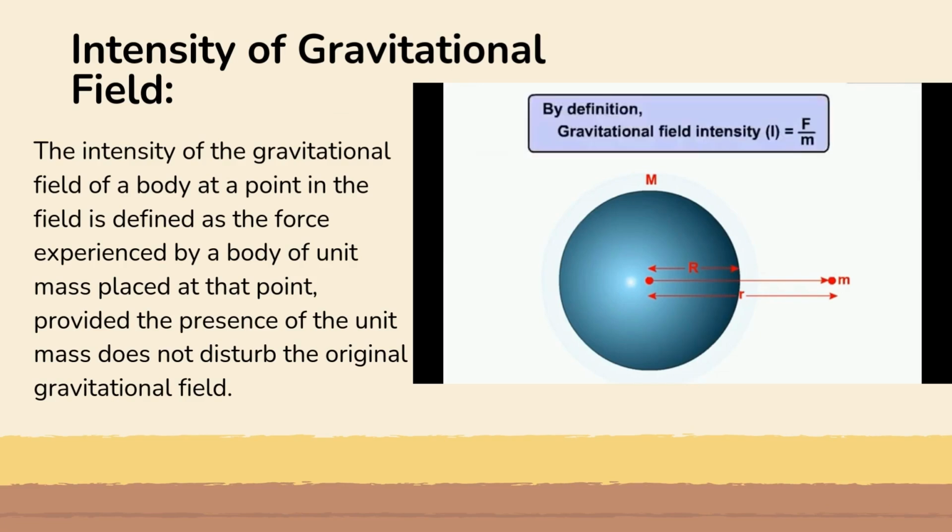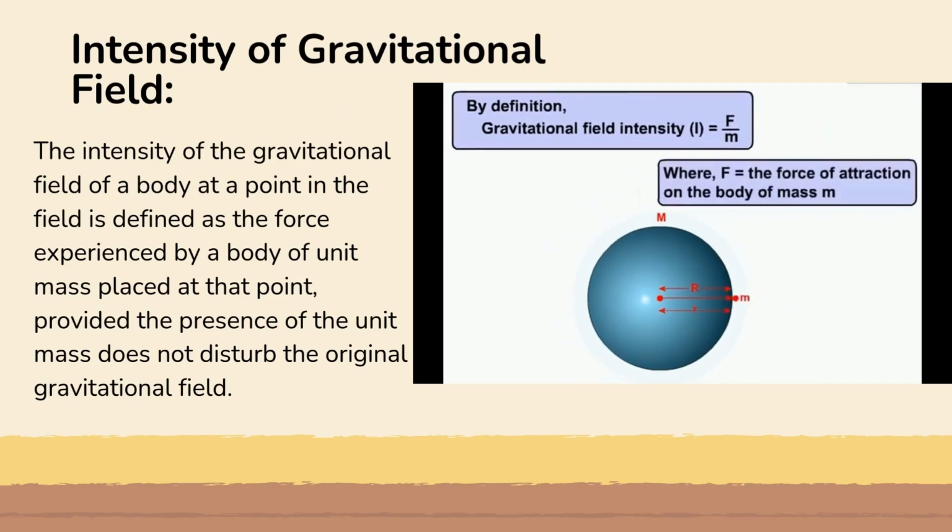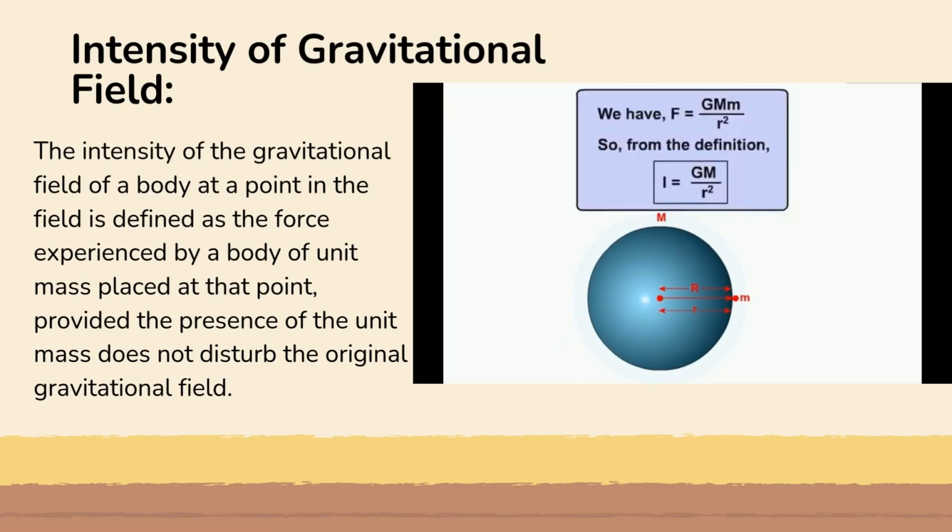Thus, by definition, we can write gravitational field intensity, denoted by capital I, is equal to capital F divided by small m, where F denotes the force of attraction on the body of mass m. But we have F is equal to the product of G, M and m divided by r square. So from the definition, we can write I is equal to the product of G and M divided by r square.